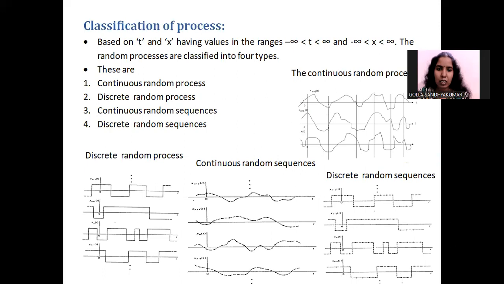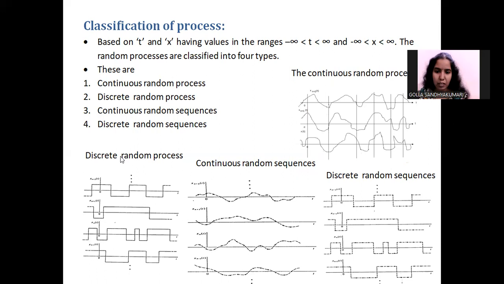A random process can be defined as a random outcome of an experiment. And this random process can be classified into four different types. One is continuous random process, discrete random process, continuous random sequences, discrete random sequences. So this random process can be defined with respect to the random variable x and time t, where it ranges between minus infinity to infinity. So here you can see the different concept of random process in graphical representation.